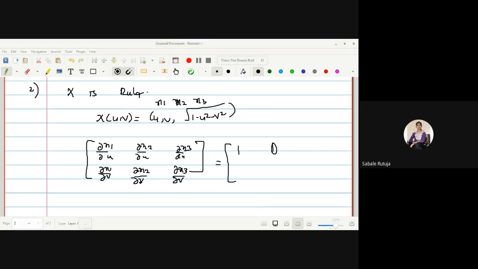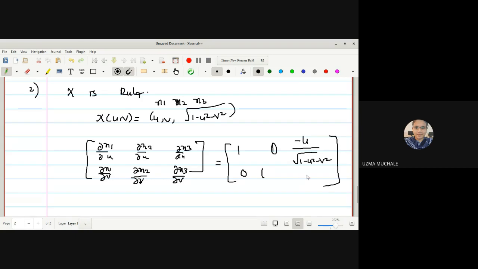2u upon under root 1 minus u square minus v square, minus 2u. Minus 2u. So I can cancel this 2u also. So I can write directly as minus u divided by under root of 1 minus u square minus v square. 2 gets cancelled. Similarly, now find the derivative. This one is 0, 1. Again, here you get minus v upon under root of 1 minus u square minus v square.